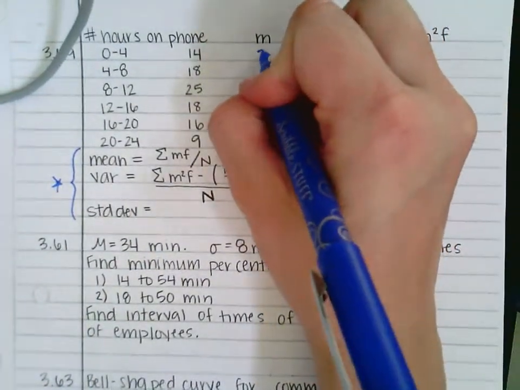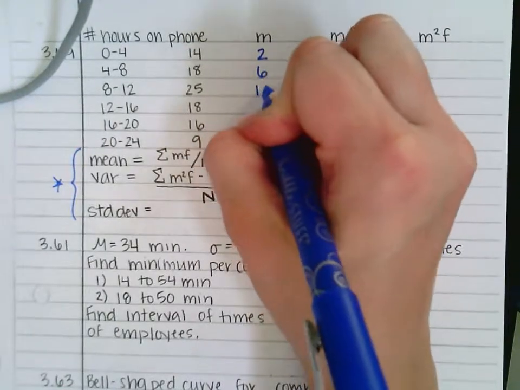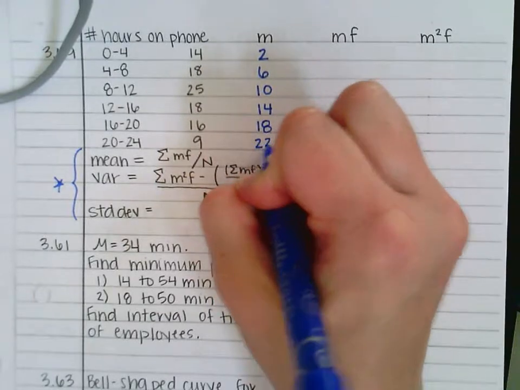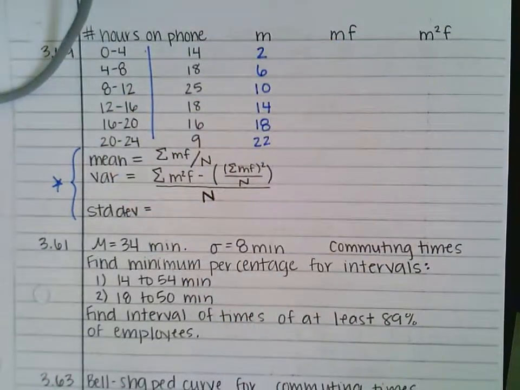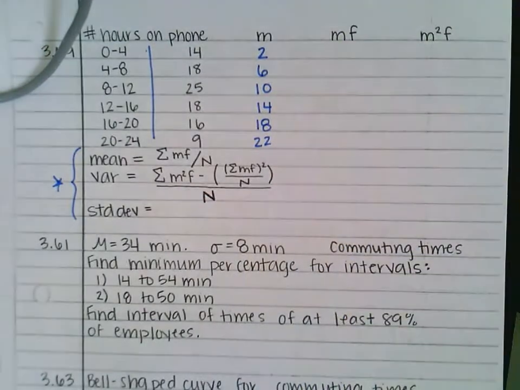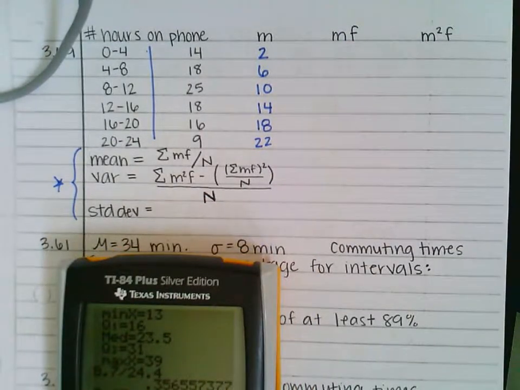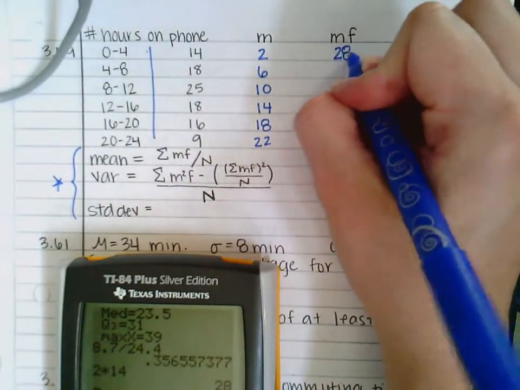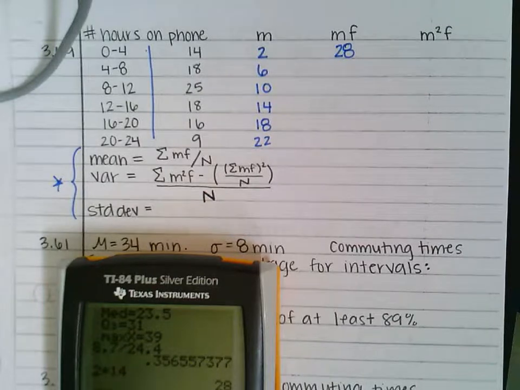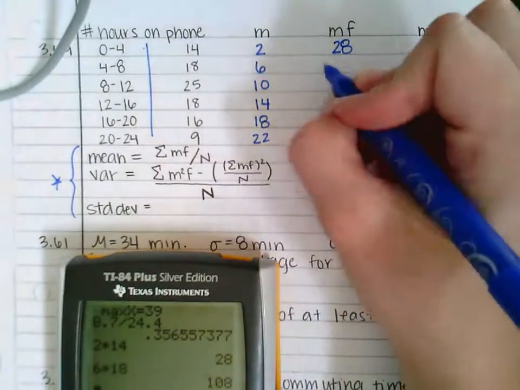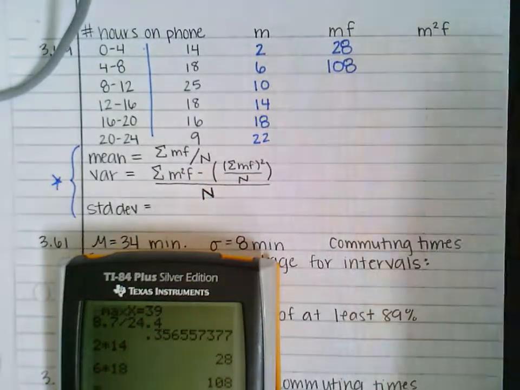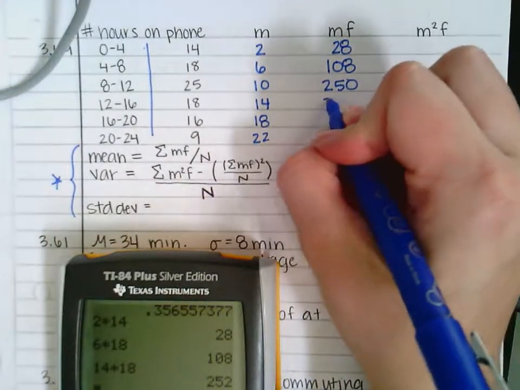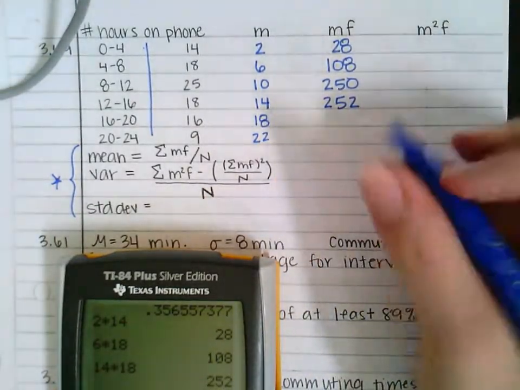So the first thing I'm going to do is go through and find the medians, which won't take me a lot of time. It's just the middle of my categories here. And then I'm going to multiply the median times the frequency. So that's going to give me 28, 108, 250. I don't need a calculator for that one. You might, that's up to you. And so on and so forth.